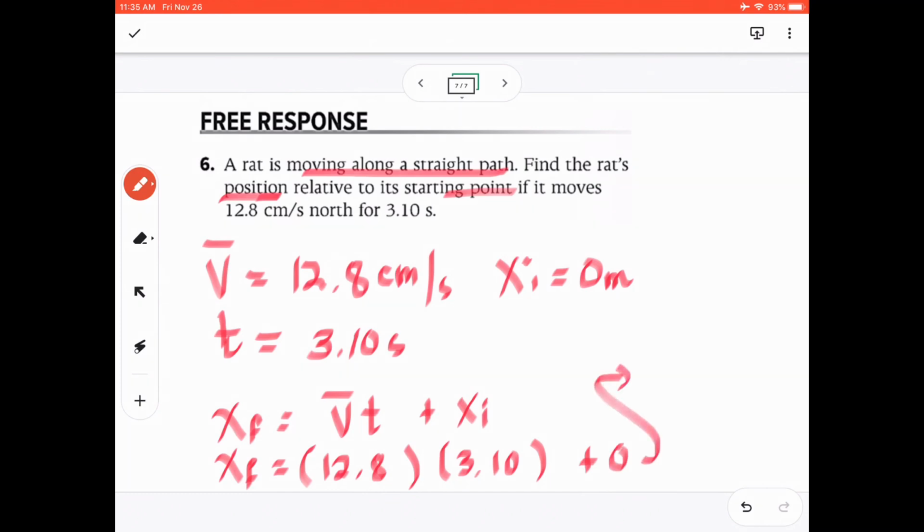Using your calculator, you'll find that xf is equal to 39.68 centimeters. We will not be changing centimeters to meters because it wasn't required by the question itself.